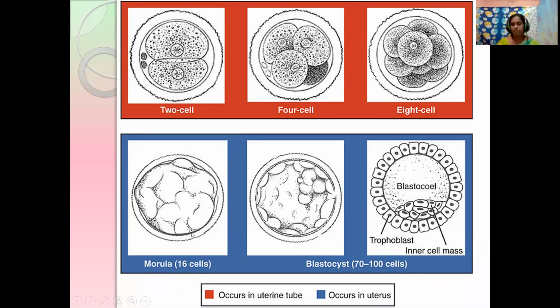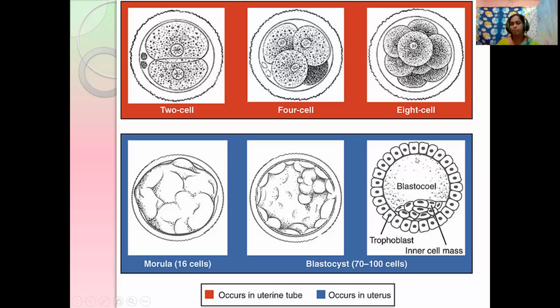The morula appears like a ball, and from the morula it converts to the next stage, the blastocyst. Just see, students, the number of cells is increasing. Here there are 70 to 100 cells, and the outermost cells are the trophoblast. Towards the inner side is the inner cell mass, ICM, and the central cavity is called the blastocoel.